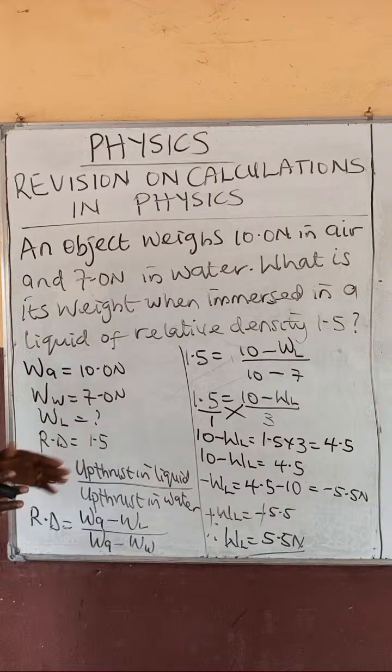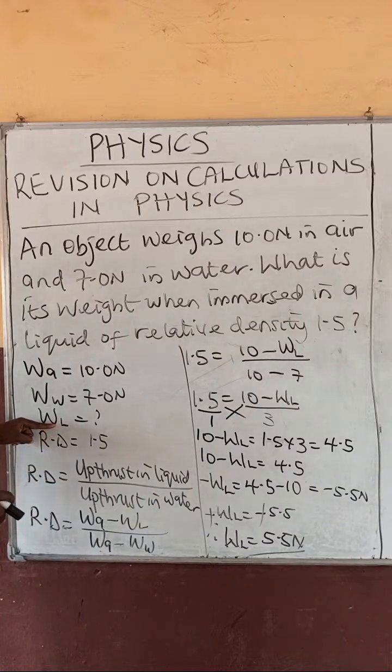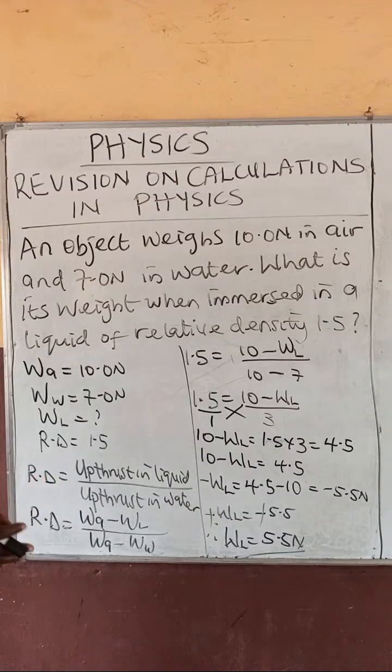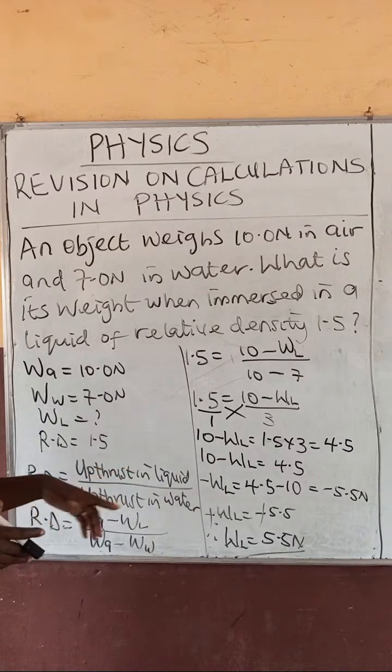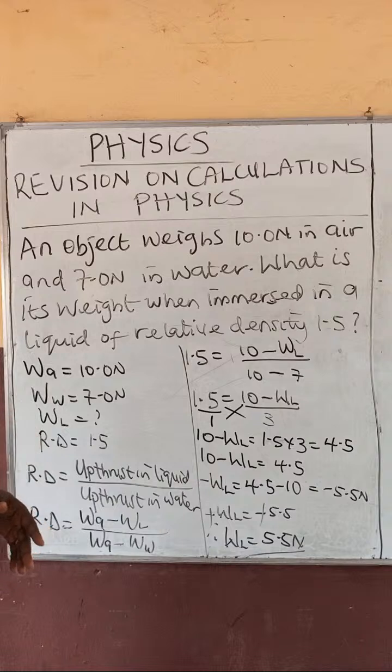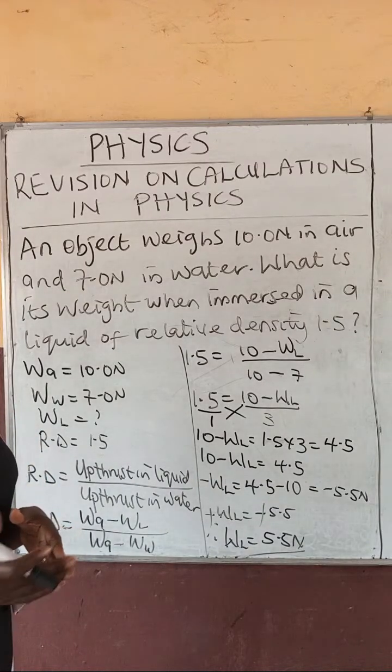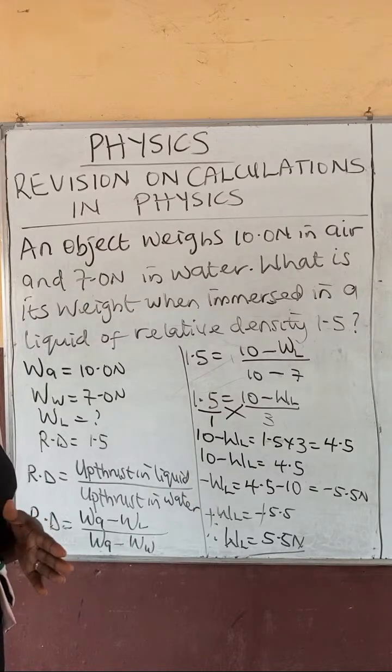My weight in air is 10.0 Newton. Weight in water is 7.0 Newton. I'm looking for weight in a liquid, and I was given a relative density of 1.5. So the next thing I'm going to do is to remember Upthrust. That relative density relates with Upthrust. So what is relative density? It is equal to Upthrust in liquid over Upthrust in water. Now what is Upthrust? Upthrust is that upward force that acts on any object that is totally or partially immersed in a fluid.